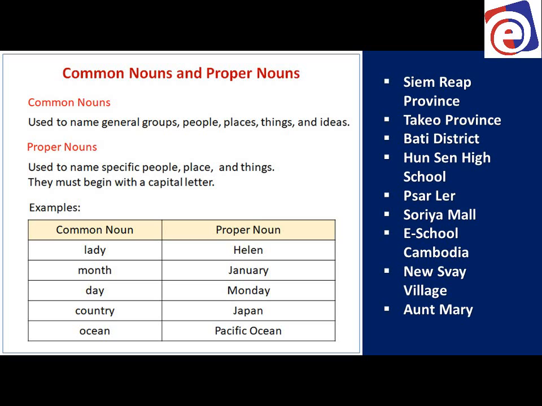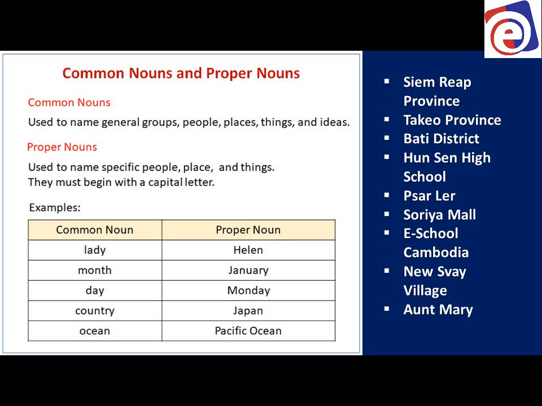But when we put them together, I live in Siem Reap Province, Takao Province, the first letter of all three words must be capitalized. The same with the district, when you name the district. If you say, I live in the district of Bati, then district is not capitalized because it's a common noun. But when you say, I live in Bati District, then both words are part of the proper noun.